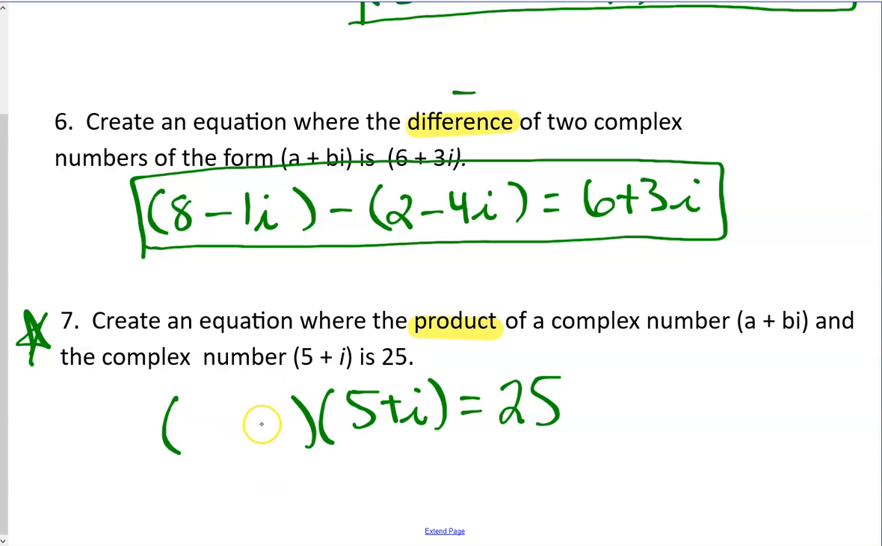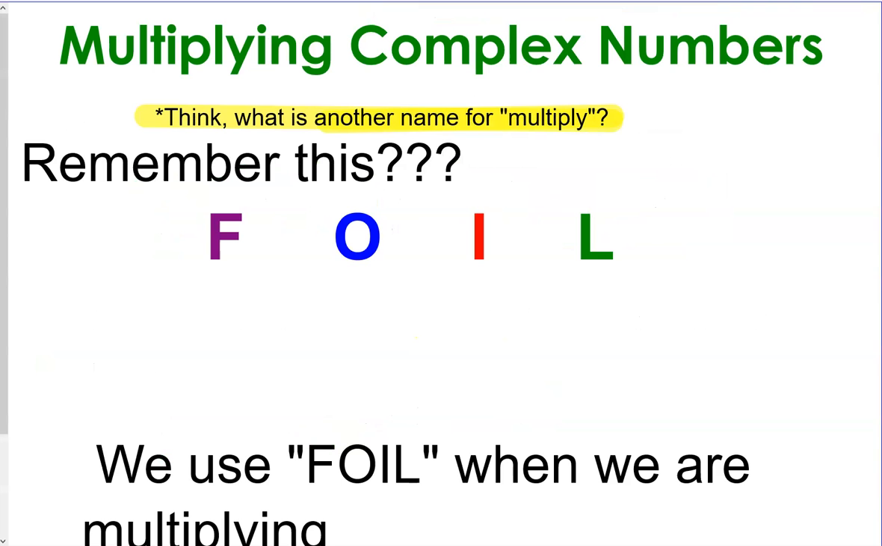And there is one specific answer for this one. So wait, we're going to come back to this. All right. So here's my multiplying section. When we multiply, we are going to use FOIL.